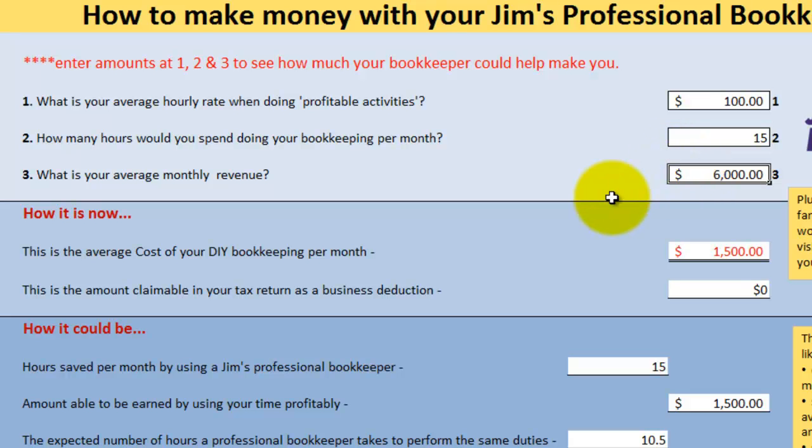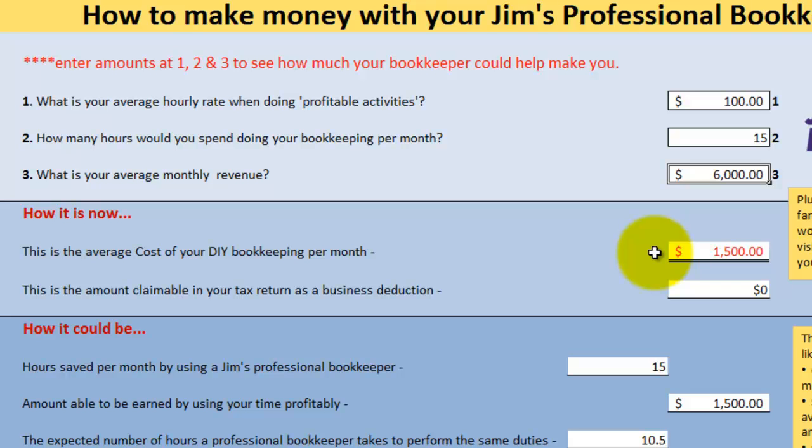Now, this section here is showing us how things are in your business with the systems you're using today. So what you're seeing here is that by doing your own bookkeeping, this is essentially what it's costing you to achieve that. And this here is showing us just how much of what your bookkeeping expenses are that are claimable as a business-related expense. So this is actually the real cost of your do-it-yourself bookkeeping.